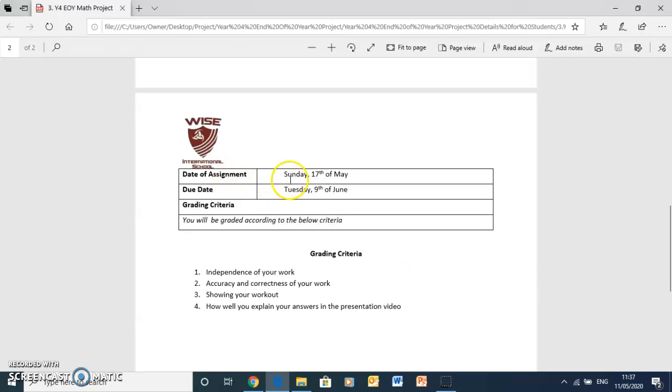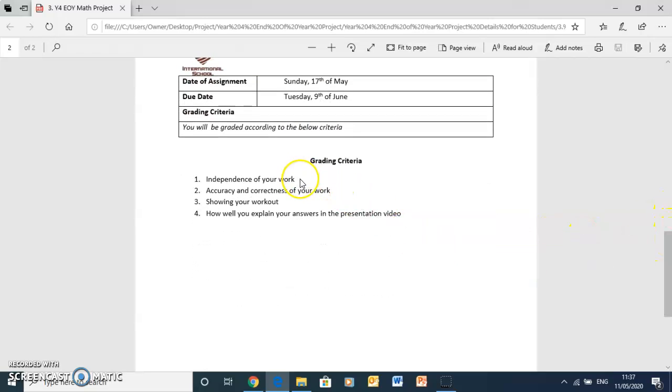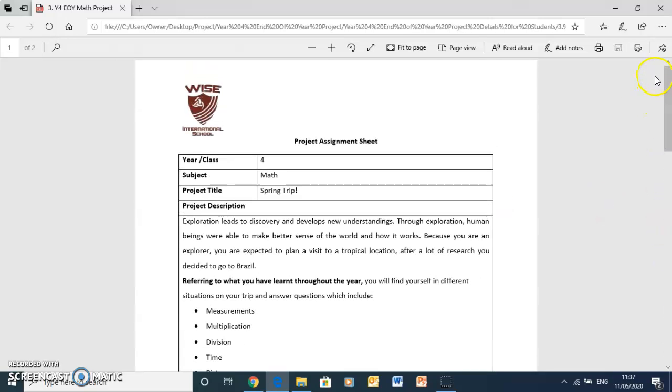Date of assignment is Sunday, 17th of May. The due date is on Tuesday, 9th of June. Grading criteria. You will be graded according to the below criteria. Independence of your work, accuracy and correctness of your work, showing your workout, how well you explain your answers in the presentation video. This was the project assignment sheet of math.